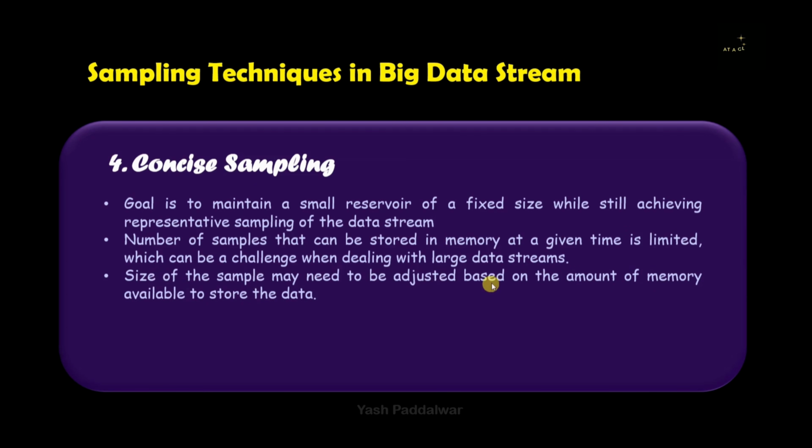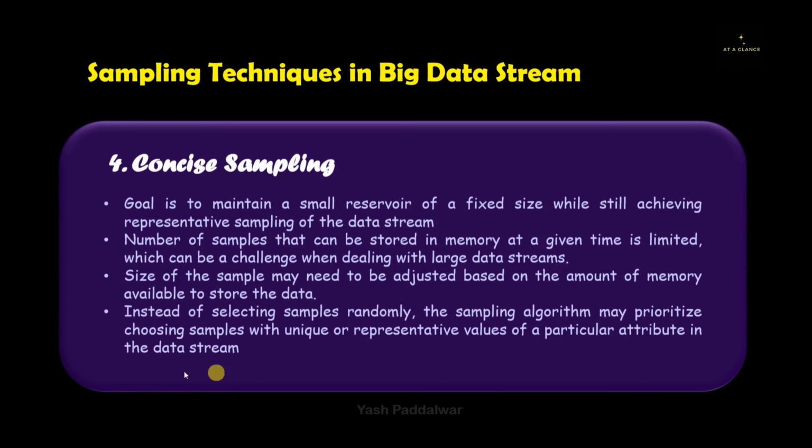Now how can it be achieved? Here we can have the fixed number of samples, but we also have the privilege to vary the number of samples according to the main memory size and the size of the data stream. No doubt there might be some issues that may arise because of the limited memory, but this concise sampling technique will try to overcome them by adjusting the parameters of the size of the main memory.